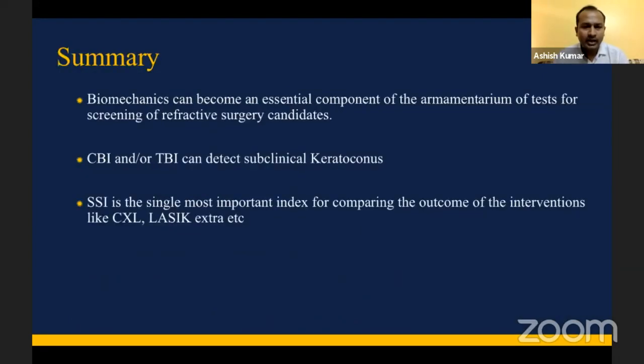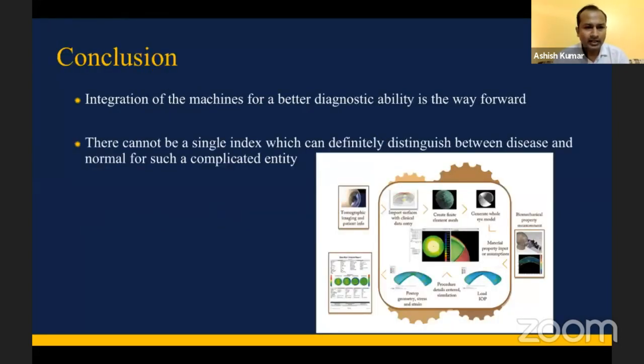So in summary, I would say biomechanics can become an essential component of the armamentarium of tests for screening of refractive surgery candidates. CBI and/or TBI can detect subclinical keratoconus, and SSI is the single most important index for comparing the outcomes of interventions like CXL and LASIK Xtra. I would like to conclude that integration of the machines for better diagnostic ability is the way forward, and there cannot be a single index which can definitively distinguish between disease and normal for such a complicated entity.